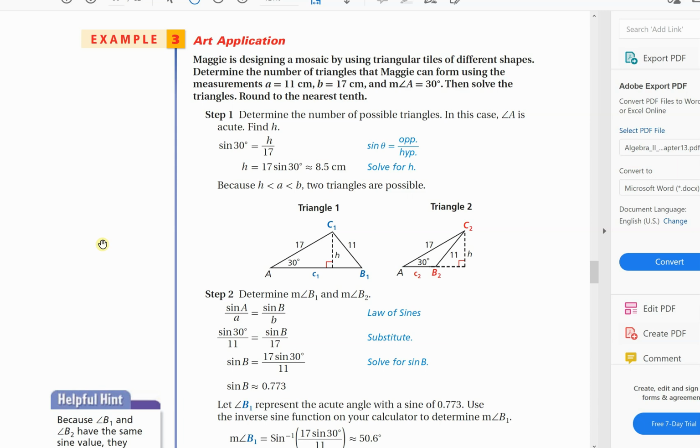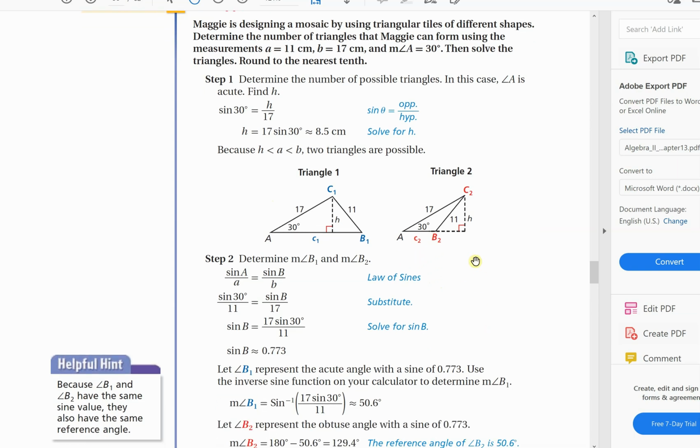Angle A is acute, so we have to find the height. So sine of 30 degrees is H over 17. H is 8.5. Assume we have a right triangle and say opposite over hypotenuse. Work it out. So in this situation, the height is less than A and A is less than B. So we have two possible triangles that she can create. One where B is an acute angle, that's B sub 1, and one where B is an obtuse angle, that's B sub 2.